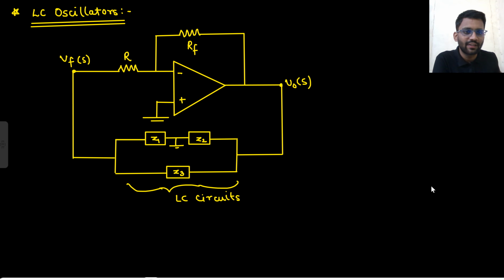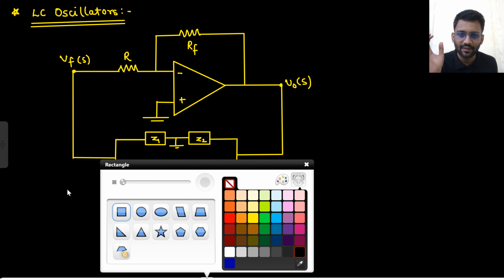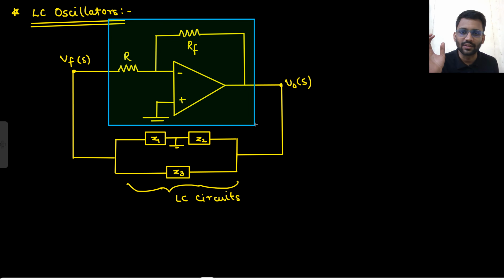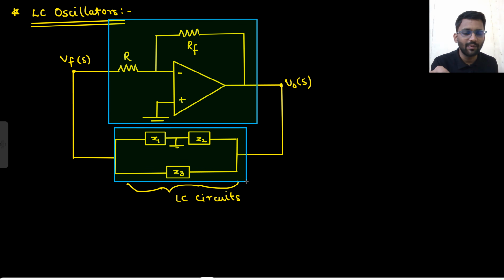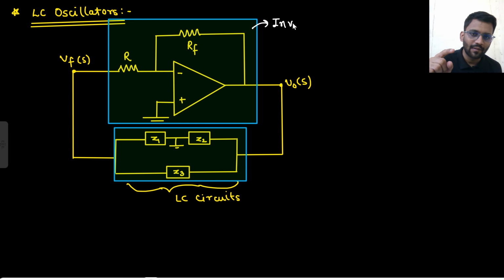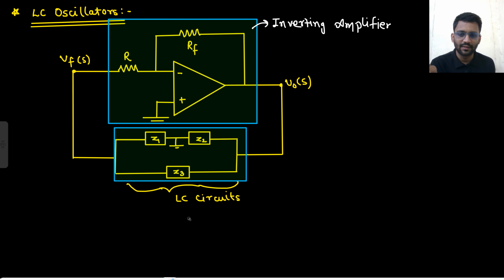So continuing our oscillator video, let's see a certain kind of oscillator that is known as LC oscillator. In this one you will have an inverting amplifier. This particular structure is your inverting amplifier, and then here you will have an LC circuit. The Z1, Z2, Z3 will be made from L and C. So this is your inverting amplifier, and this is your LC circuit, right?